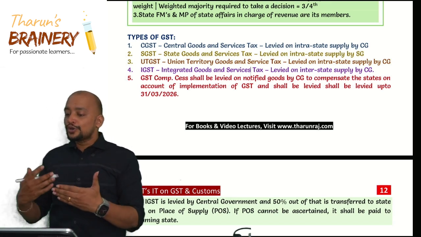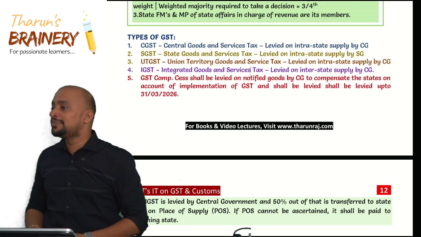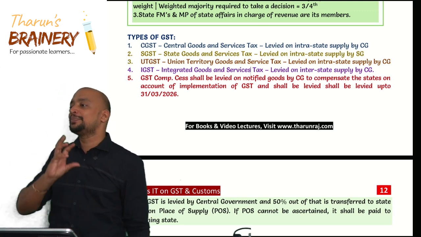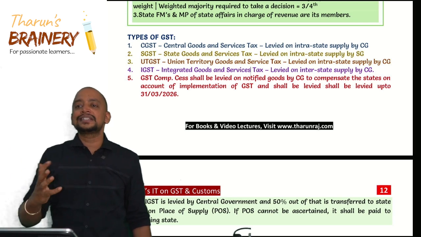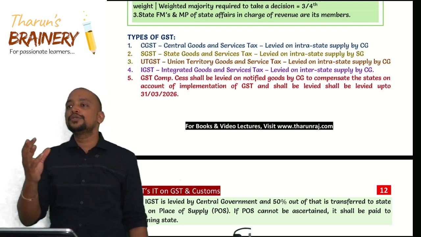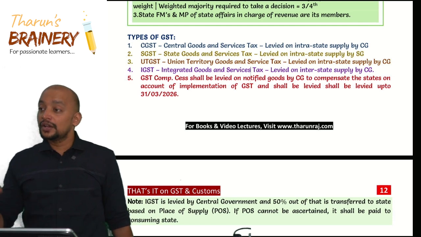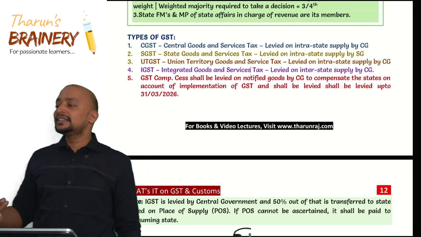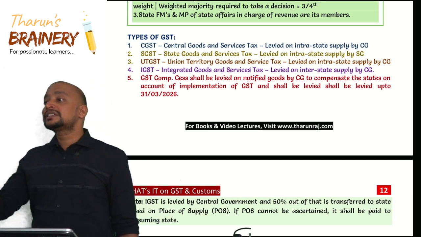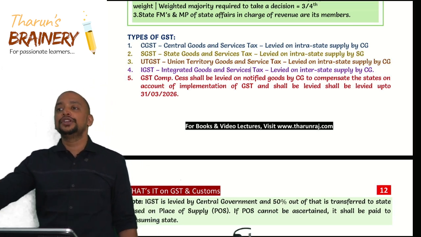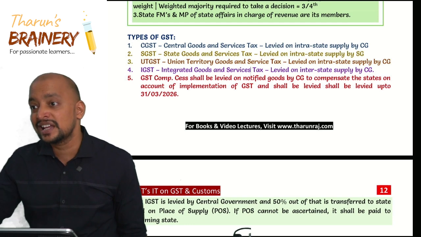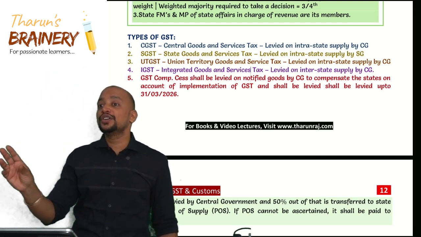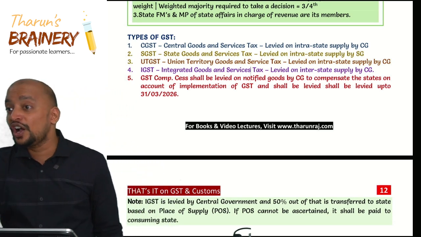So in order to compensate the loss on account of implementation of GST, the central government created this GST compensation cess. This compensation cess will be levied on notified goods or all goods? Notified goods, not on all goods, only on notified goods. And will this be levied in those states where there is loss of revenue on account of implementation of GST, or across the country? Across the country, notified goods across the country, not only in those states.